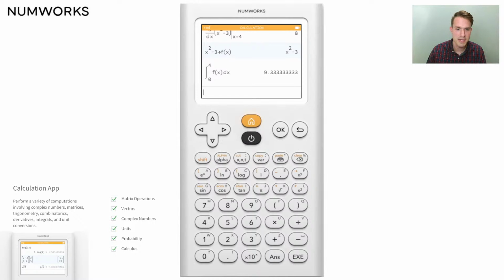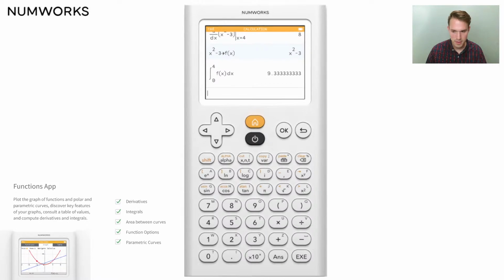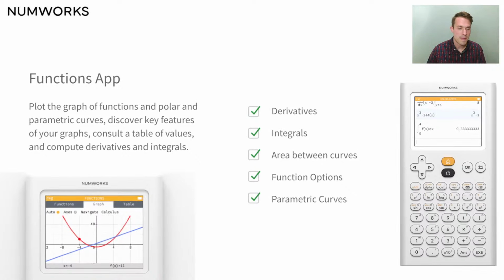So let's talk about the Functions app for just a quick moment. The Functions app is a very powerful app. It's going to allow you to graph functions and polar and parametric curves. You can discover key features of your graph. You can look at a table of values and, like I mentioned, compute derivatives and integrals.